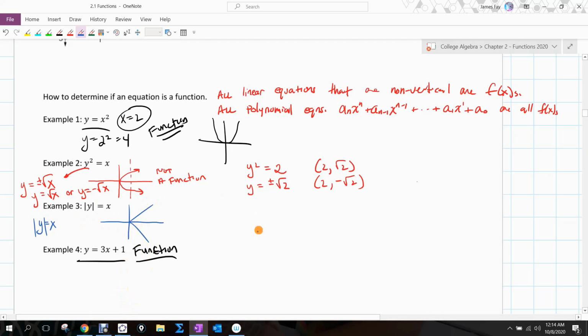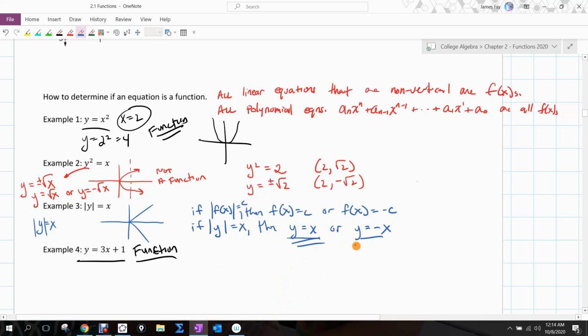That's the graphical approach. Think about what we've learned. If I have a function in the absolute value, then I know f of x is equal to c, or f of x is equal to the opposite of c. Well, if y equals x in absolute value, then this should say y equals x, or y equals negative x. You have two rules now for y.